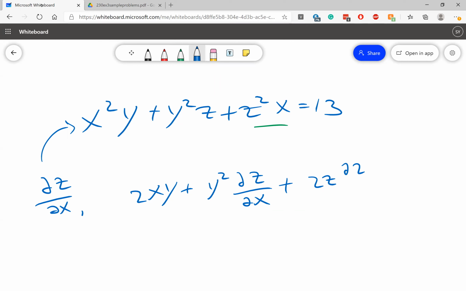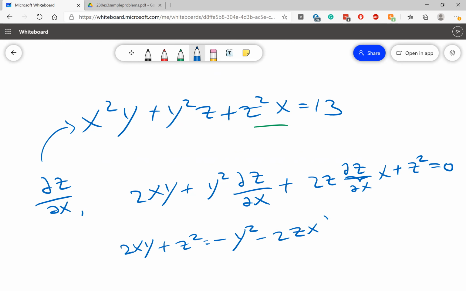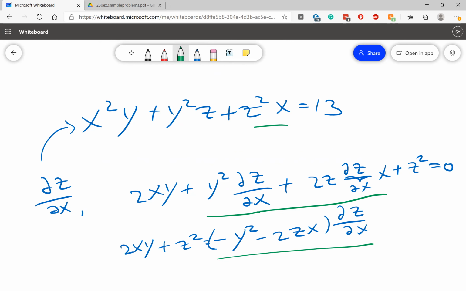2z times the partial of z with respect to x times x plus z squared is equal to 0, which means that we have 2xy plus z squared is equal to negative y squared minus 2zx times the partial of z with respect to x. This is this, and this is that.